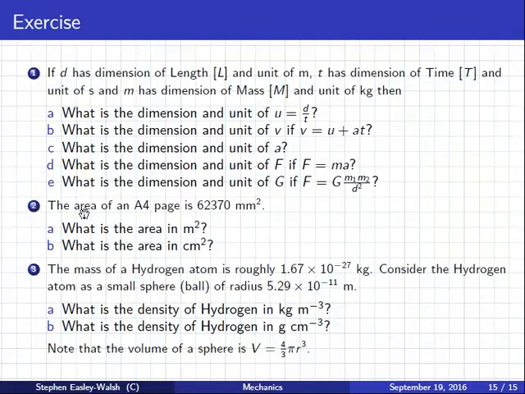Number 3. So this one here, I give you the mass of hydrogen. Maybe you know this word hydrogen from chemistry. I tell you the mass is roughly 1.67 times 10 to the minus 27 kilograms. And the hydrogen is a small ball of this radius. And I want to know the density. Firstly, in kilograms per meter cubed. And secondly, in grams per centimeter cubed.